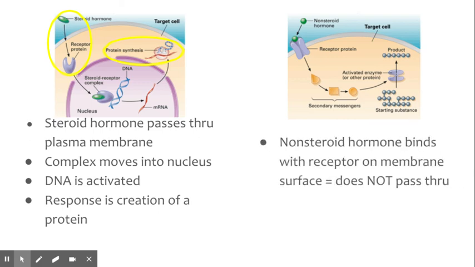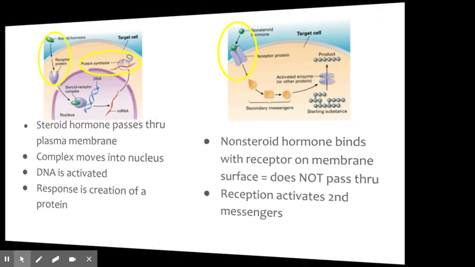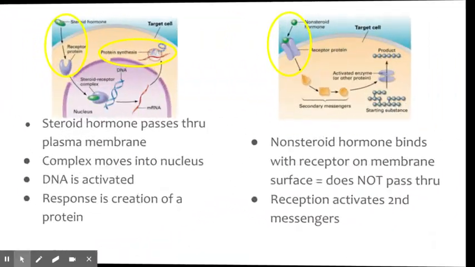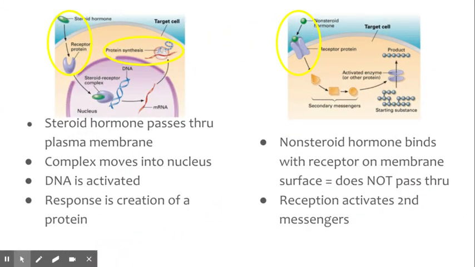A non-steroid hormone is going to bind with a receptor on the cell surface. Okay, so it's going to be embedded in the plasma membrane and it will not pass through. So you can definitely see the difference if you look at the two diagrams. And the reception is going to activate secondary messengers. So there's just kind of, you can see the difference between those two.